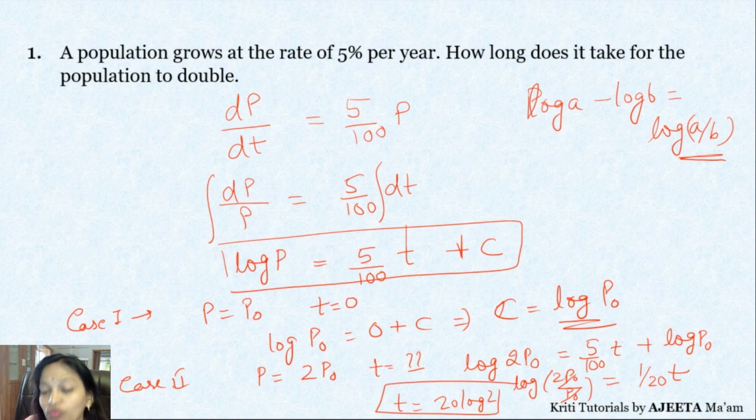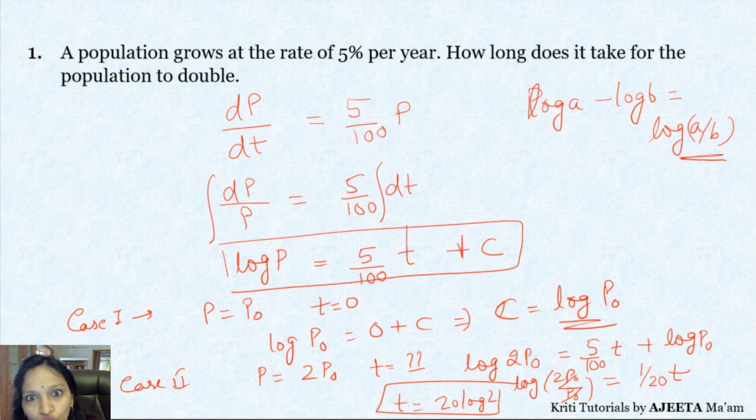If the value of log 2 is given in the question you have to use it, otherwise leave your answer here. In 20 log 2 years your population will be doubled if it is growing at the rate of 5% per year. If they want you to put the value, they will give you the value. So no worries for that. You don't need to use the log table unnecessarily. You're not going to ask anyone for the log table. If it is given, use it.